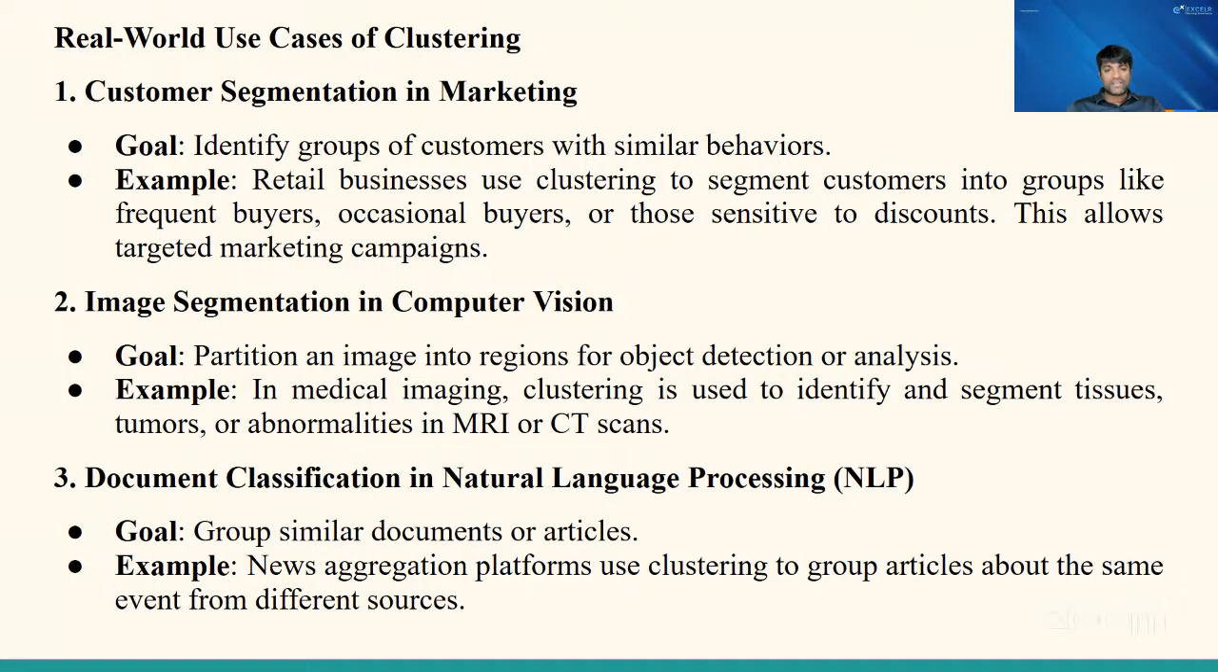Next is image segmentation, for segmenting images based on the identification of different kinds of diseases, for example, MRI scans and CT scans. So you can use image segmentation in computer vision for doing the clustering. Document classification can also be used. That means aggregating similar kinds of documents or articles in NLP, which is natural language processing.